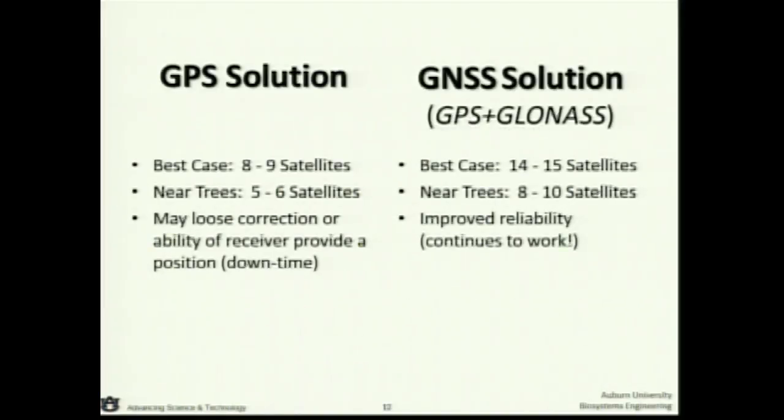If we look at this example, and you can go back through here, typically your best case, you might have 8 or 9 GPS satellites. If we get near trees, we drop down to potentially being pretty scarce on satellites and maybe not have enough to do the job. But when we go to GNSS, that greatly enhances it. We have had times during the day where we might be tracking 18 satellites in a GNSS. And again, it improves reliability. In most cases, we never know if we're losing satellites or not. We just keep on going.